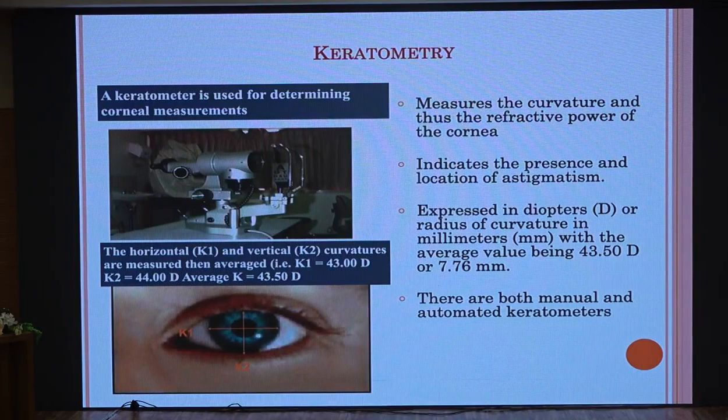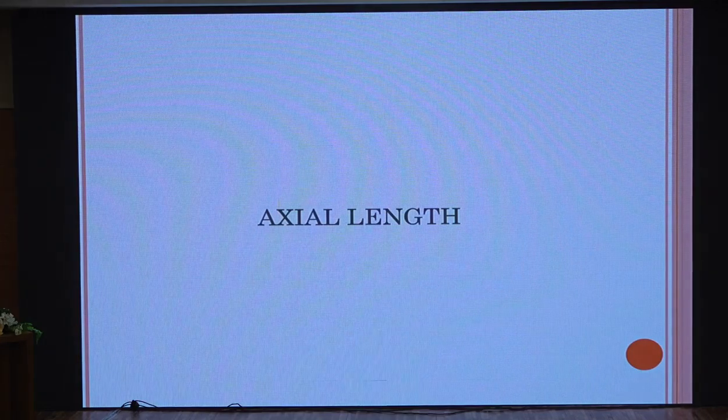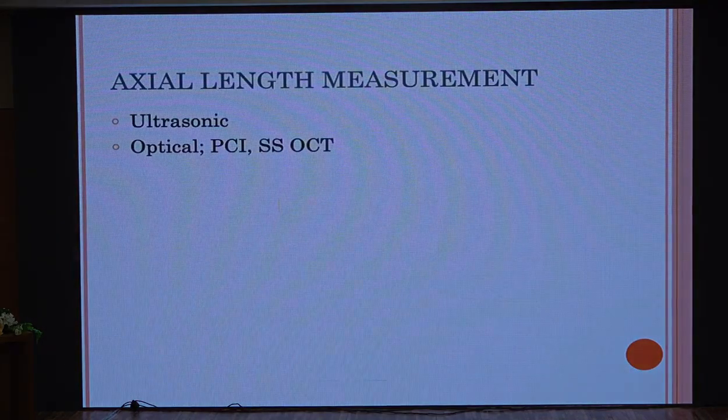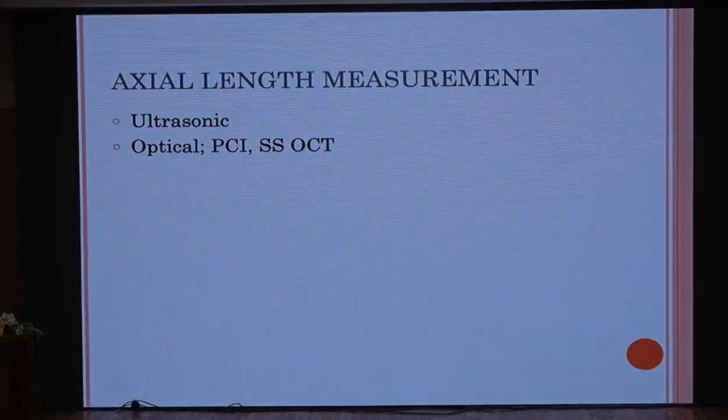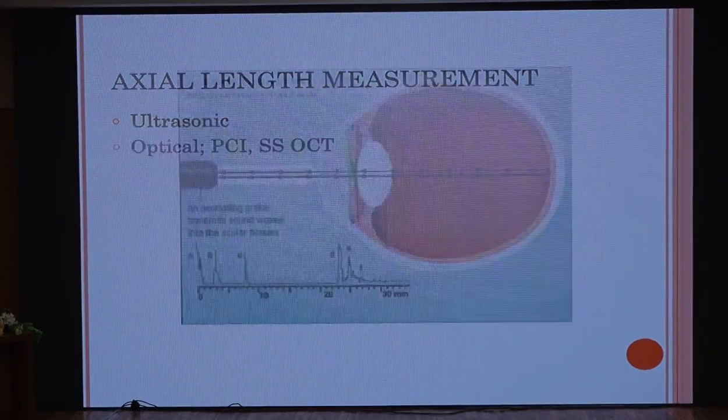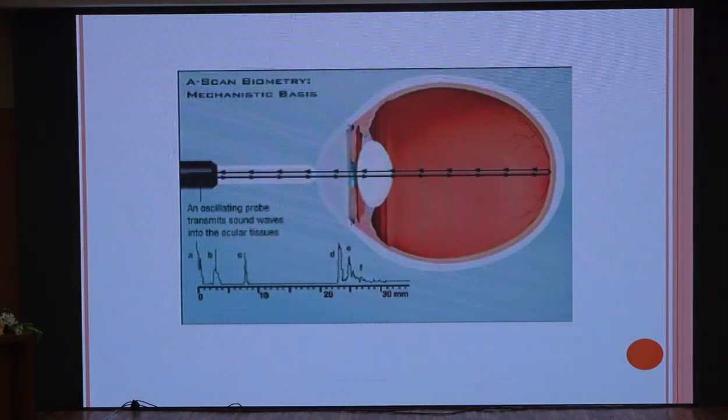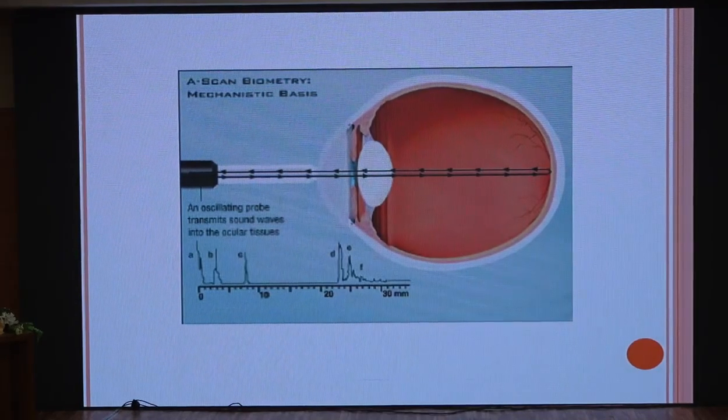Again, we have the manual as well as the optical ones which give us the accuracy about the keratometry values. The calculation of the axial length, we all know we use either ultrasound or the optical methods, which are mainly decided on the basis of PCI, partial coherence interferometry, or swept source. Now the ultrasound based is mostly out these days.